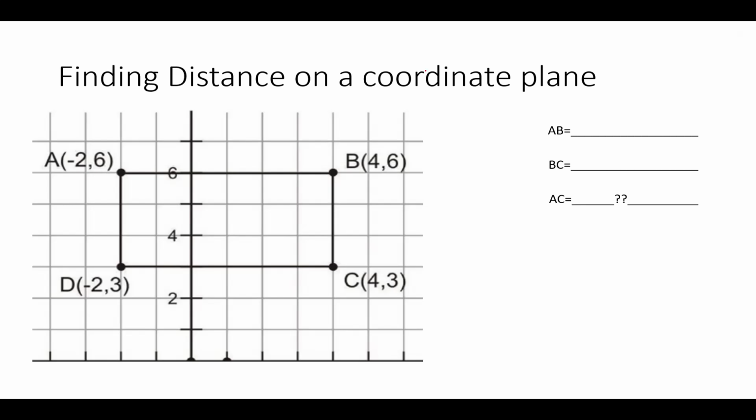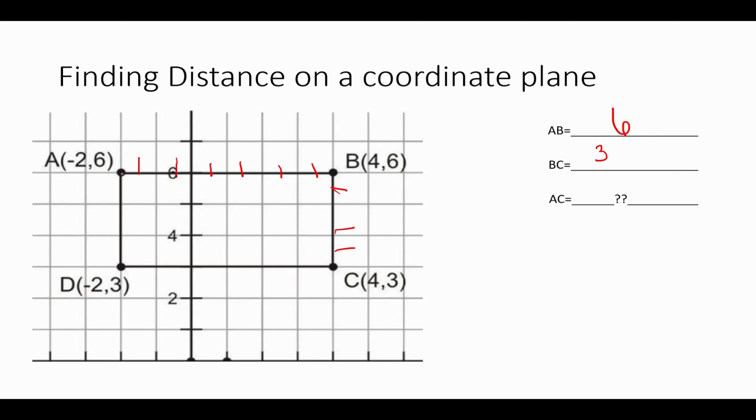So when we find distance on a coordinate plane, it can be really easy when our ordered pairs line up so that it's a vertical distance, like from B to C, or a horizontal distance from like A to B. So if we just count from A to B, we have 1, 2, 3, 4, 5, 6 units on a graph. And from B to C, we have 1, 2, 3 units.